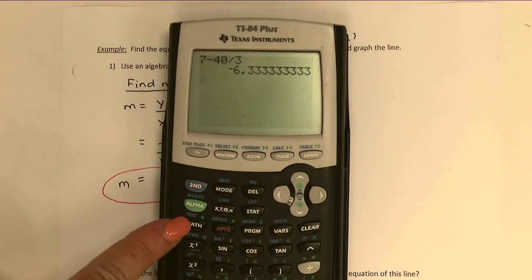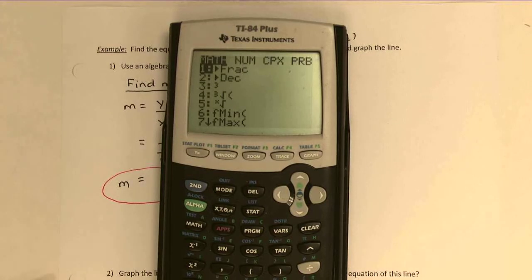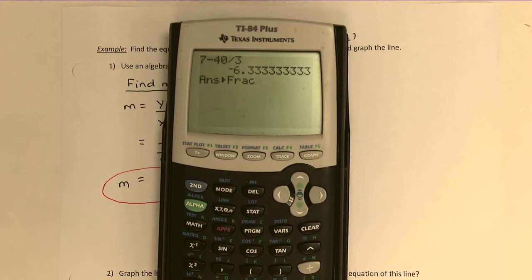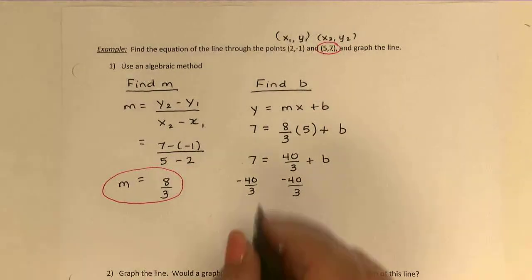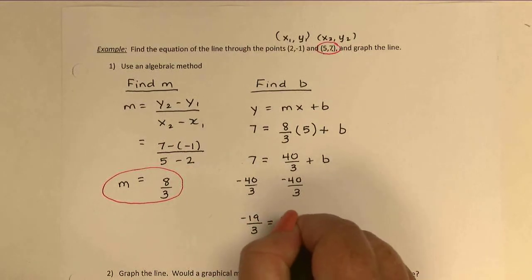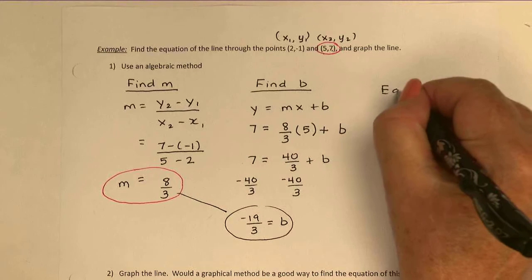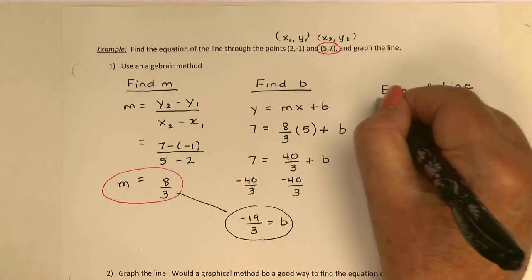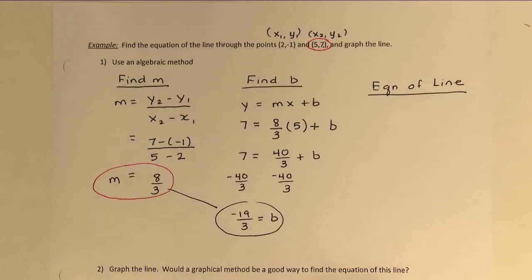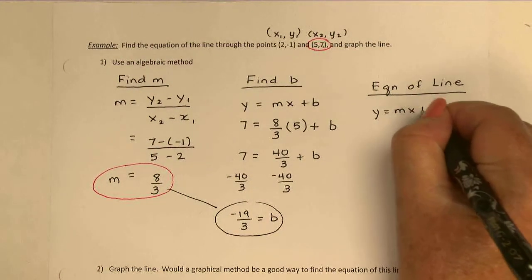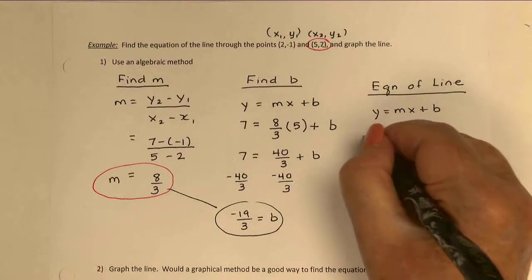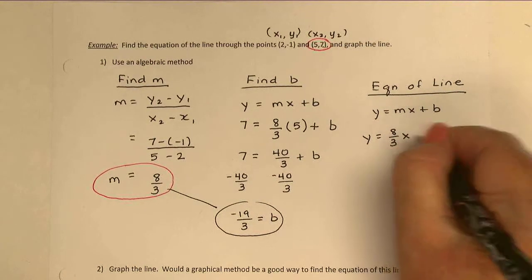It's down here in your Math menu. And the very first option, notice, has that little triangle. That means change to a fraction. So I'm just going to hit Enter to select that. It's going to take my previous answer and change it to its fractional form, negative 19/3. So we now know m, we know b. We can write the equation of the line, y equals mx plus b, or y equals 8/3 x minus 19/3.